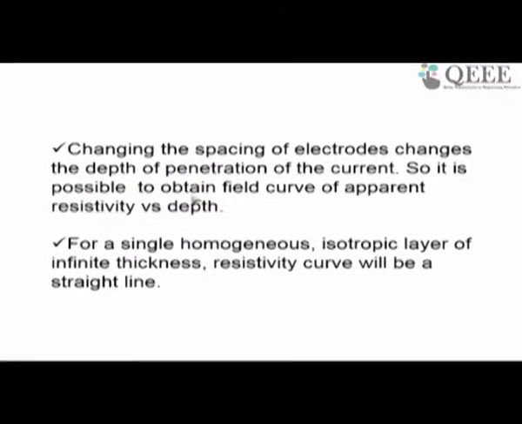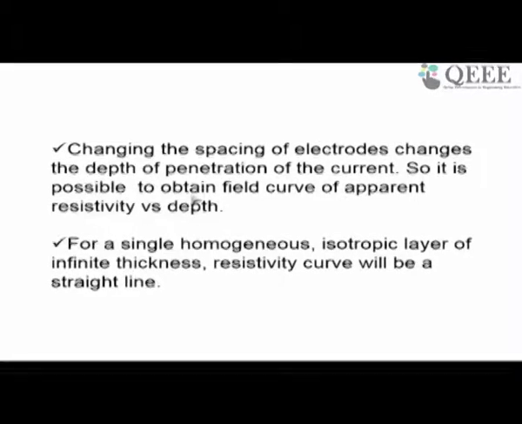Now, as I already mentioned, changing the spacing of electrodes changes the depth of penetration. So as you change the distance of the electrodes, you can reach a greater depth of the ground. So if you want much more depth of the ground to be characterized, you can accordingly select your distance of electrodes. So it is possible to obtain a field curve of apparent resistivity versus depth corresponding to different distances of electrodes.